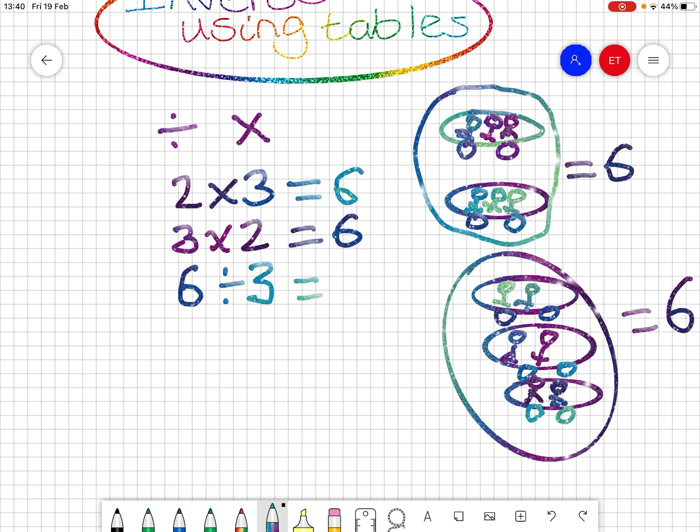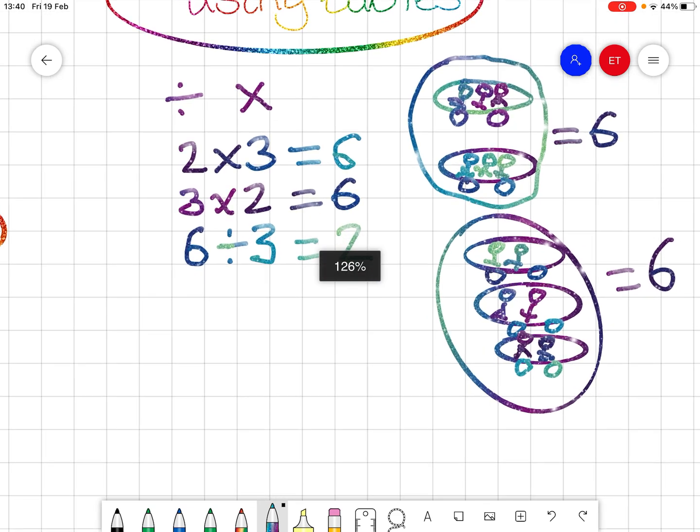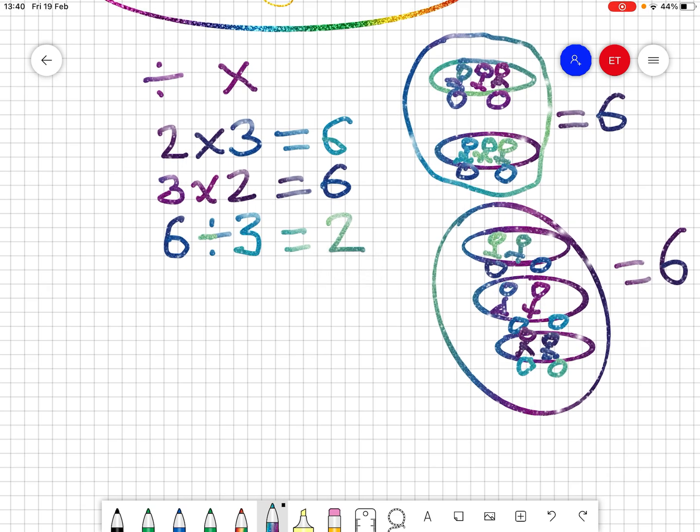Well, if 2 times 3 equals 6, and 3 times 2 also obviously equals 6, then 6 divided by 3 is going to be 2. Now the reason for that is because it's the opposite of multiplying. When we multiply, things get bigger. When we divide, things get smaller. So let's use our bus example again.